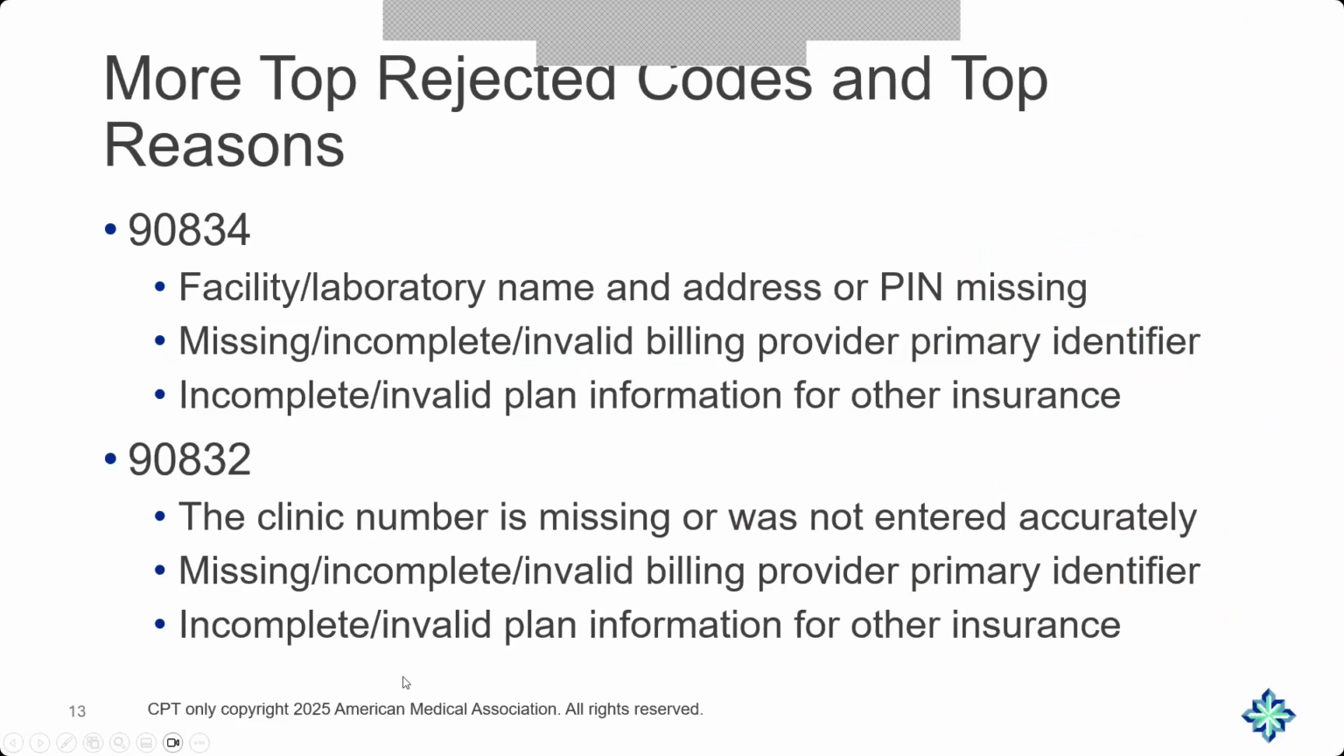90834, 90832, a couple more individual psychotherapy codes. Here are the reasons. I'm going to let you just kind of glance at those. A new one showing up here is the 90832, the first bullet. So the top rejection reason for 90832 is that the clinic number was missing or wasn't entered accurately on the claim. Okay.